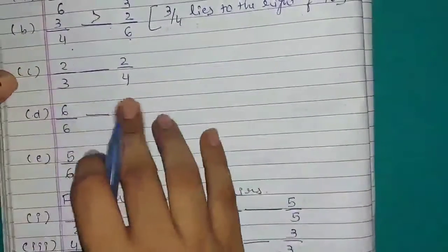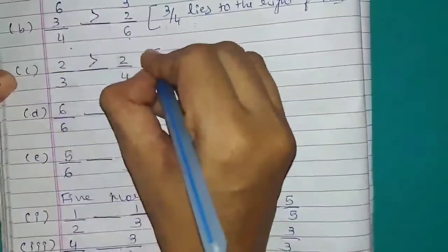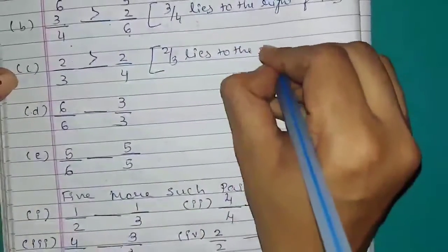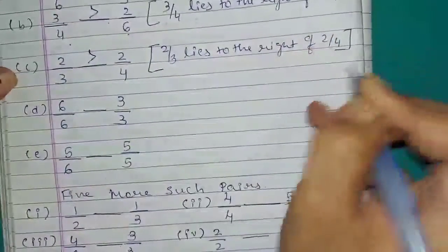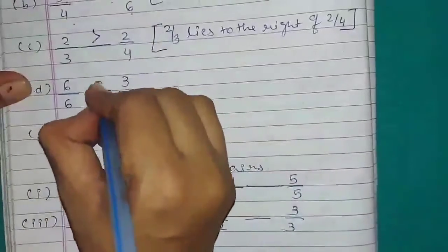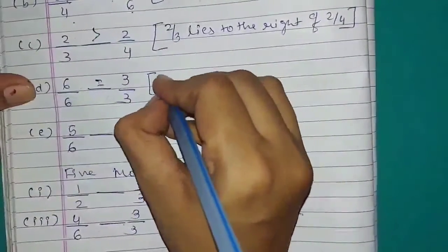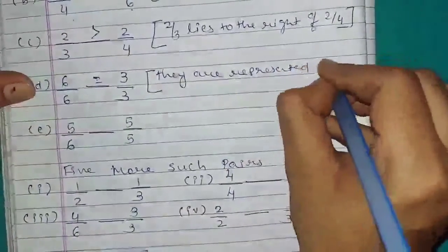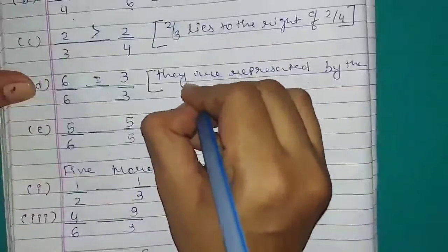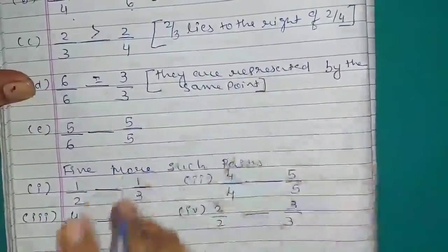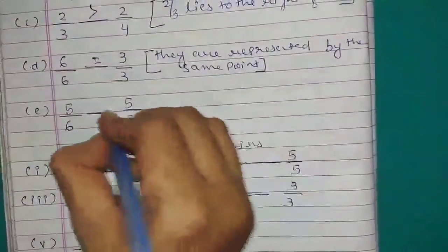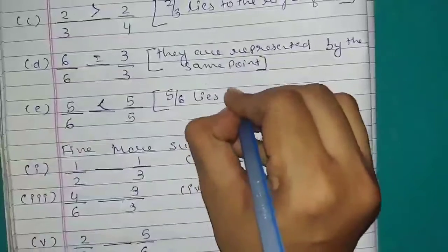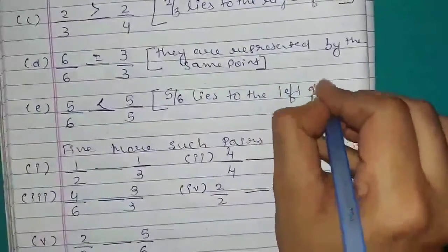Then 2 upon 3 and 2 upon 4, answer is greater than. Why? Because 2 upon 3 lies to the right of 2 upon 4. Then 6 upon 6 and 3 upon 3, answer is equals to, because both the fractions are represented by the same point. Then 5 upon 6 and 5 upon 5, so answer is less than. Why? Because 5 upon 6 lies to the left of 5 upon 5.